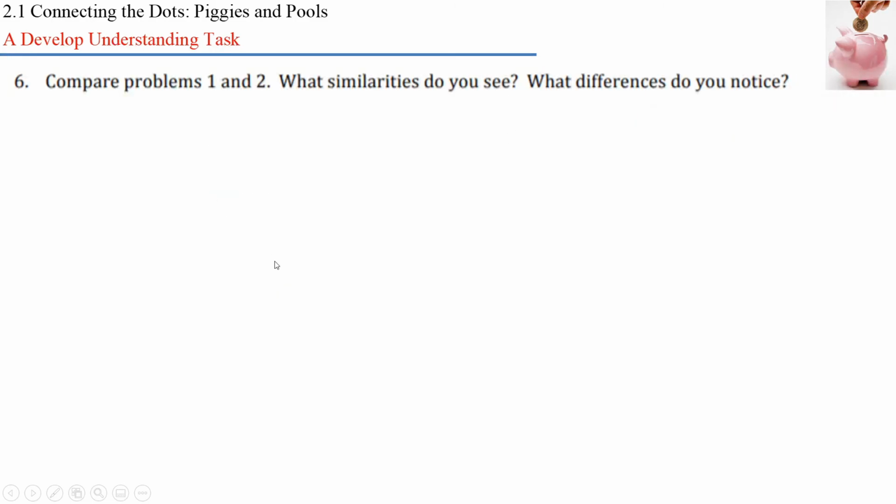All right. Number 6, compare problems 1 and 2. And let's talk similarities and differences. So, problem 1 was the piggy bank problem. f of x equals 3x plus 5. Started with 5 pennies and received 3 more pennies every day. And then number 2 was the filling the pool problem. Remember, after we had 5 gallons in the pool, we decided we would add 2 gallons every minute.